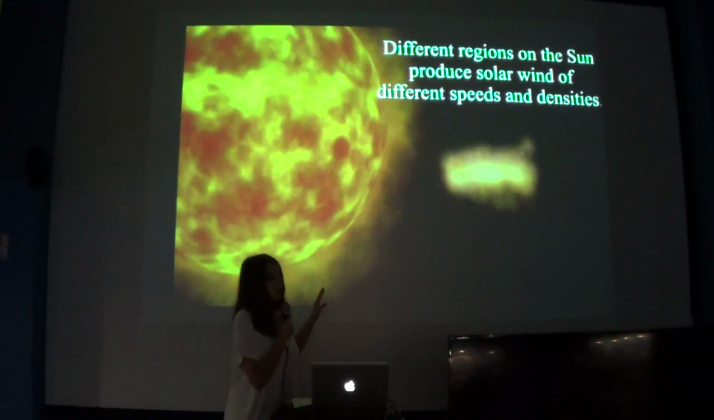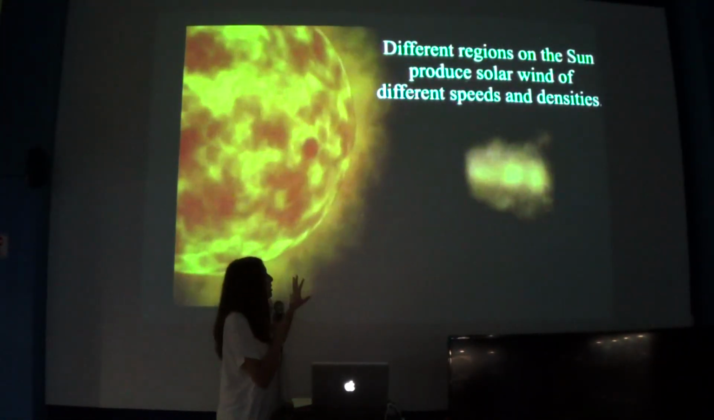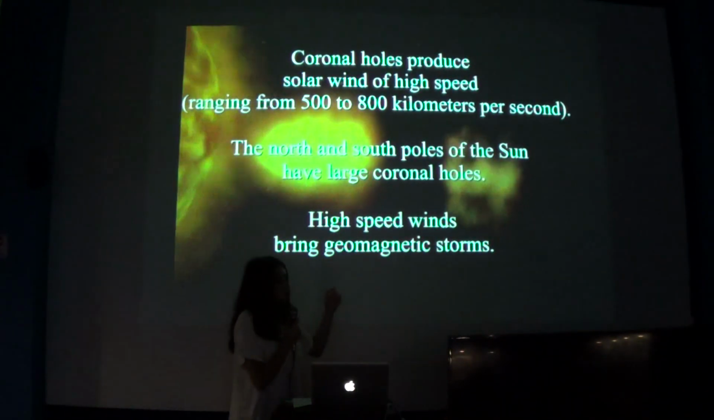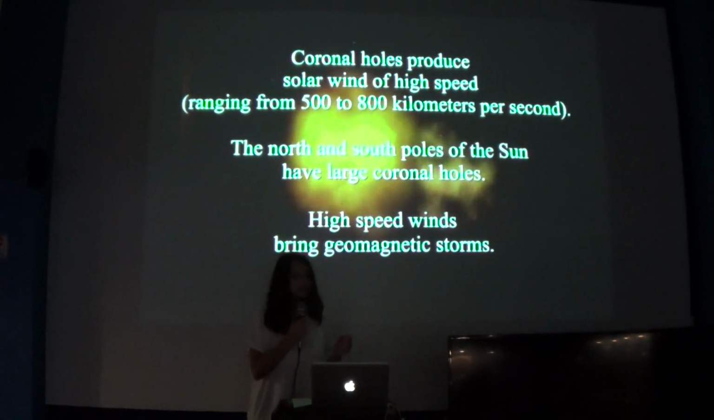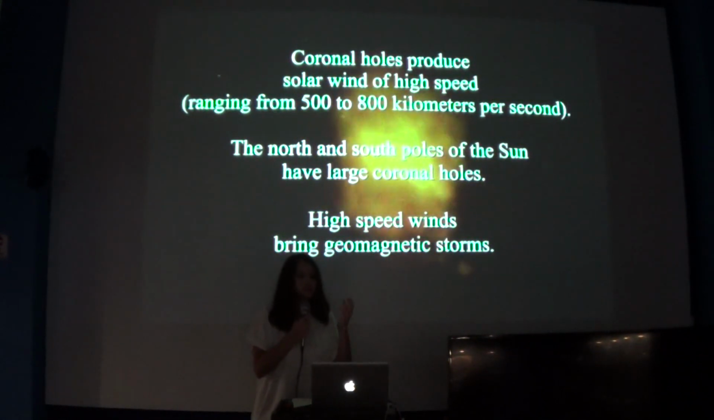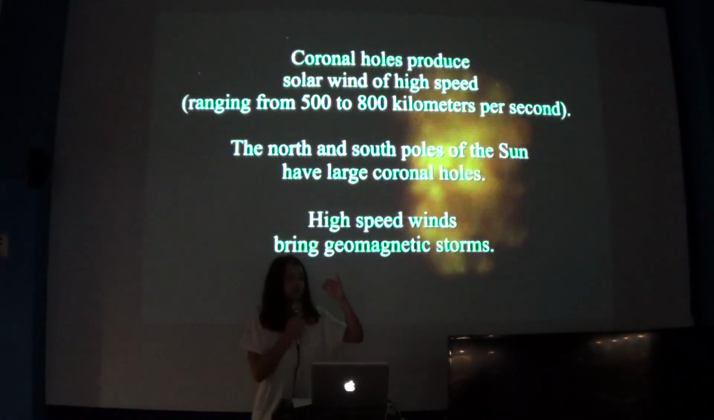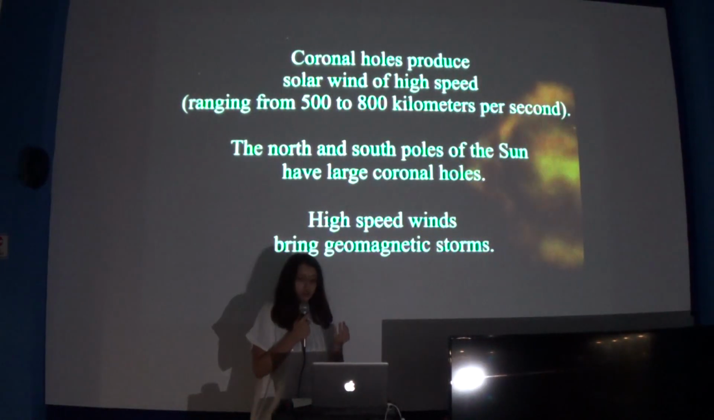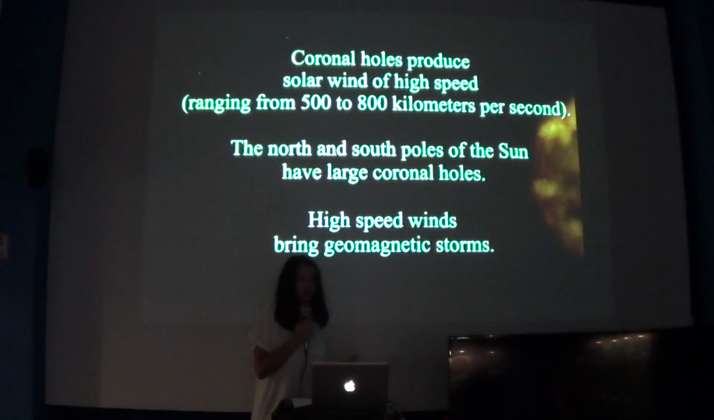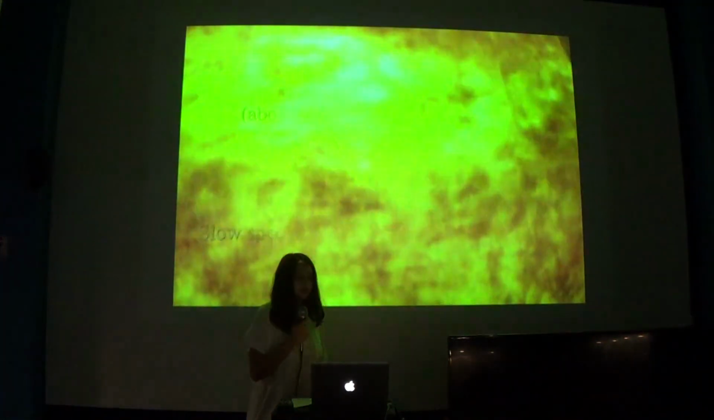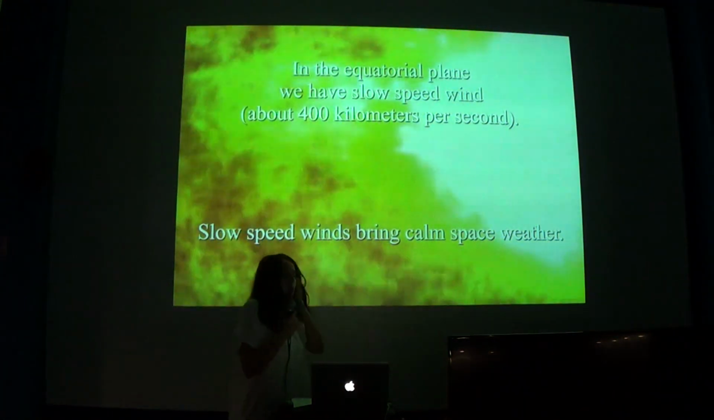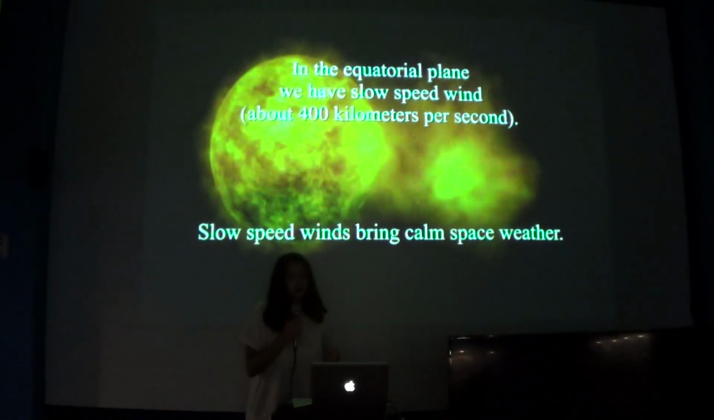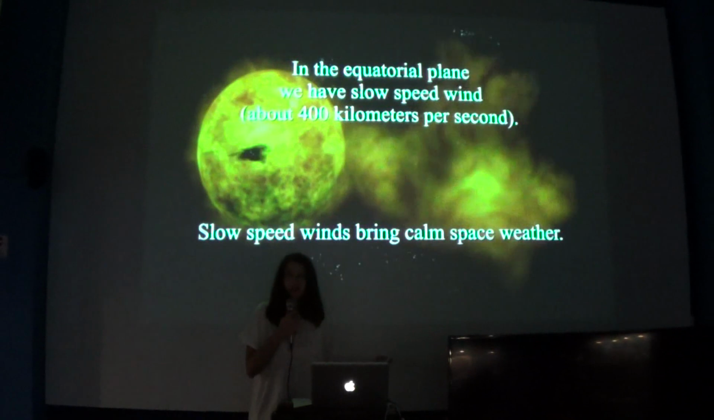Different regions on the Sun produce solar wind of different speeds and densities. Coronal holes produce a solar wind of high speed. The north and south poles of the Sun have large coronal holes, bringing geomagnetic storms. In the equatorial plane, we have a slow-speed wind, bringing calm space weather.